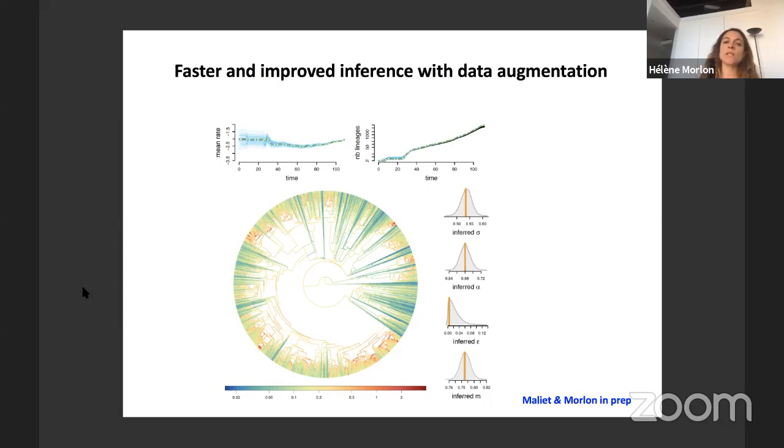So in the end, using techniques such as data augmentation allows us to go much faster, and it also gives other types of inference. For example, if we augment the tree with all the extinct branches, then we can also look at other things, such as how the mean rate across all branches, extant and extinct, varies through time, or how the number of lineages, the number of species, varied through time, and so on. So it's quite powerful to use this type of approach, and we are increasingly using them.